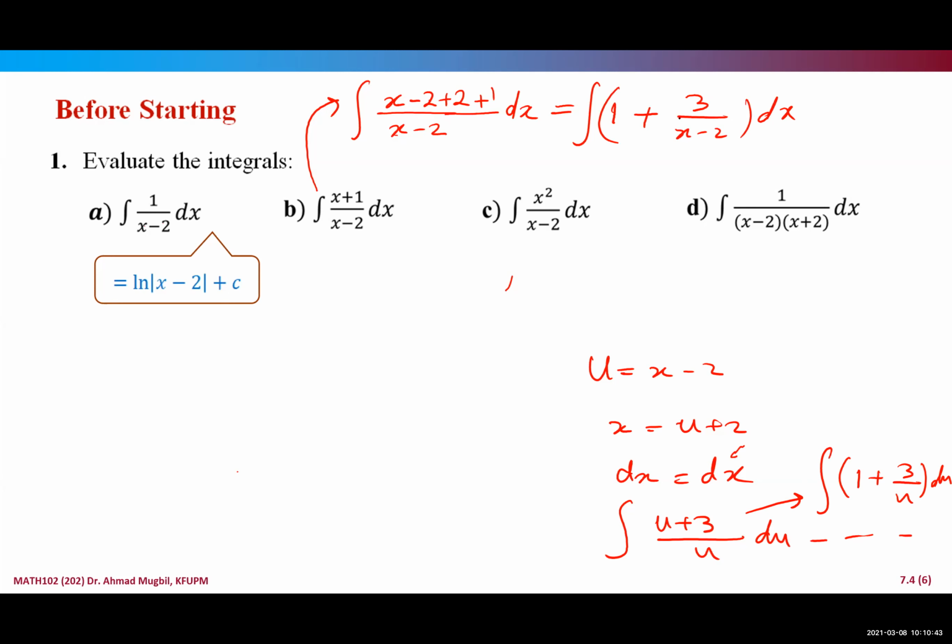What is the integral here, Shabab? Let me ask Naif, what is the integral of 1 plus 3 over x minus 2? What is the integral here? The integral of 1 is 0. Plus, what is the integral of 3 over x minus 2? 3 ln x minus 2.